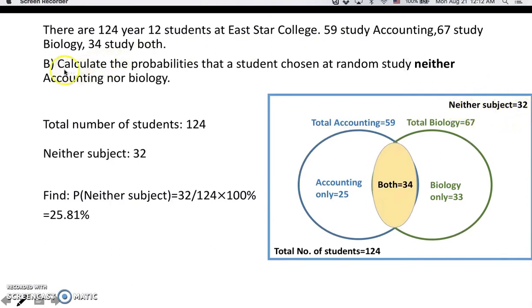Let's go back to question B. The question is asking you to find the probability that a student chosen at random studies neither accounting nor biology. The calculation is pretty straightforward. You use 32 divided by 124, which is the total number of students, and multiply by 100%, which produces 25.81%. This is how we use a Venn diagram to find probabilities.